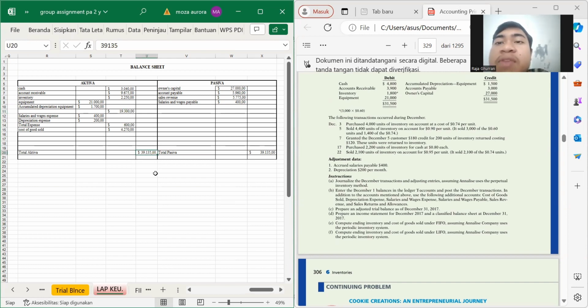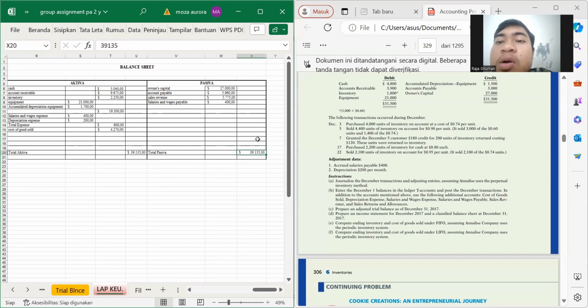39,135. And the liabilities and equity are owner's capital, accounts payable, sales revenue, and salaries and wage payable. The balance is 27,000. The accounts payable is 5,960, and the sales revenue is 5,775. And the last one is salaries and wage payable. The balance is 400. Then we add it all, and we get the same as assets, 39,135. And we got balance in the assets and liabilities and equity. Thank you for the time.